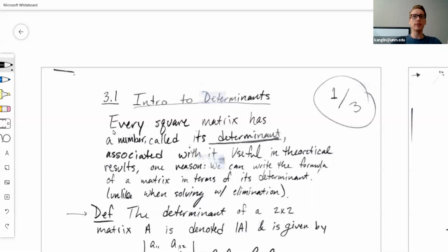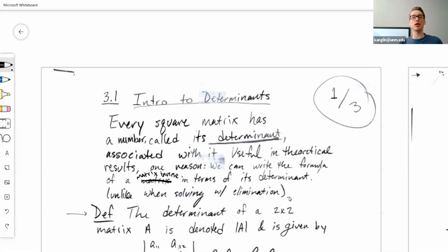So let's start here. Every square matrix has a number called its determinant that's associated with it. It turns out this determinant is useful in theoretical results, often in developing proofs. One reason is that, as we'll see, once we have a determinant, we can actually write a formula for, I have a typo here, not a matrix itself, but a matrix inverse, in terms of the determinant of the matrix. And so this is a nice result.